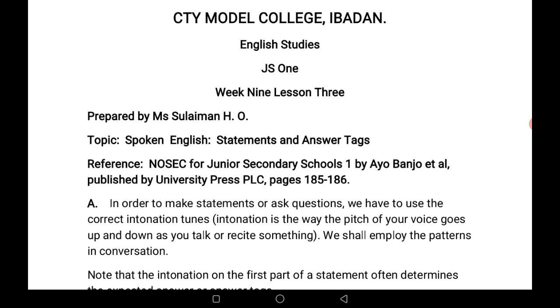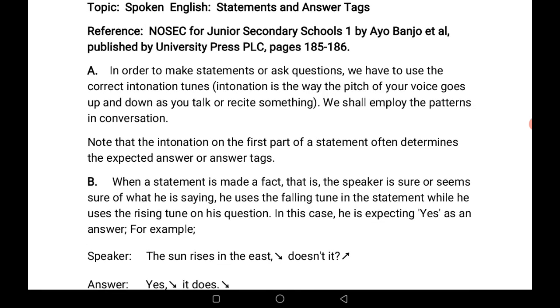So what are intonation tunes? Intonation is the way the pitch of your voice goes up and down as you talk or recite something, which means when you speak, at a point your voice goes up and at another point your voice goes down. The rise and falling of your voice is what is known as intonation tunes. Note that the intonation on the first part of a statement always determines the expected answer or answer tags.